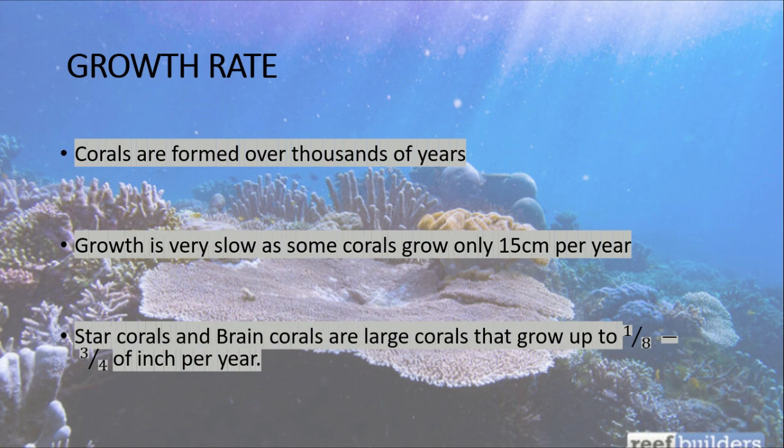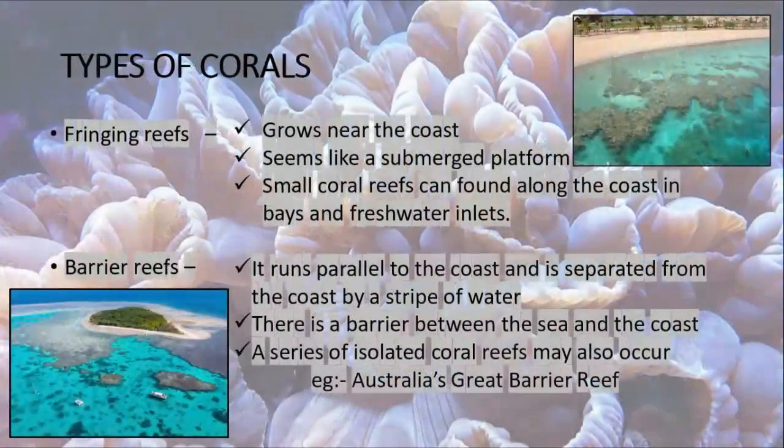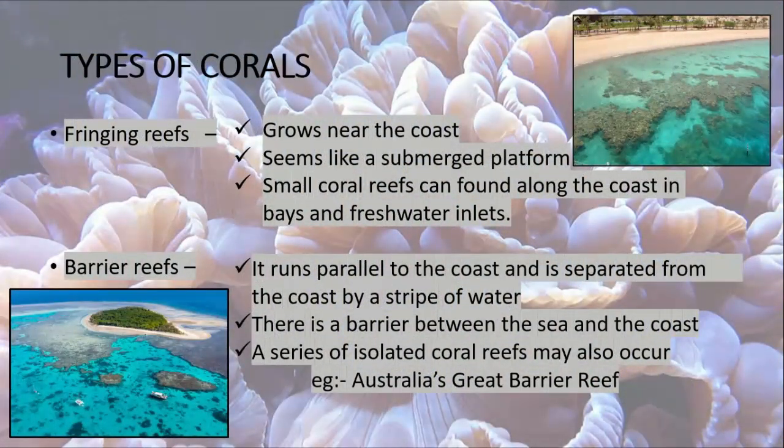Then the types of corals. There are mainly three types: fringing reefs, barrier reefs, and atoll reefs. Let's talk about fringing reefs. These reefs grow near the coast and seem like a submerged platform. Small coral reefs can be found along the coast in bays and freshwater inlets.